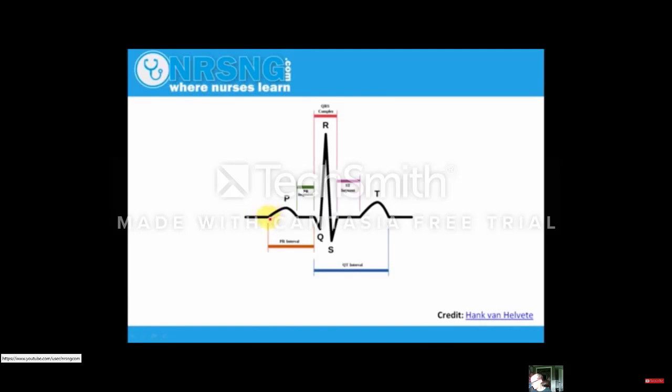In the normal rhythm, along our horizontal axis, we are evaluating time. So this is time passing. Along our vertical axis, we're evaluating voltage.